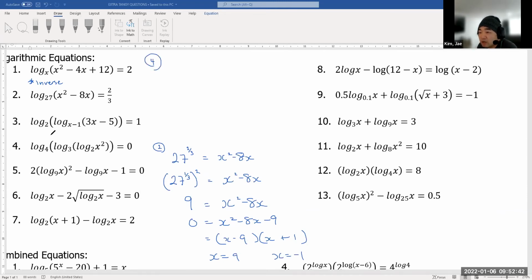When you have a log inside a log inside a log, there isn't some kind of trick that you can use to solve this. However, just from having knowledge of logarithms, you can use the inverse knowledge. Like you can use the inverse technique from number 1. Log base 4, don't worry about this for now. Log of base 4 of some number gives me an answer of 0.